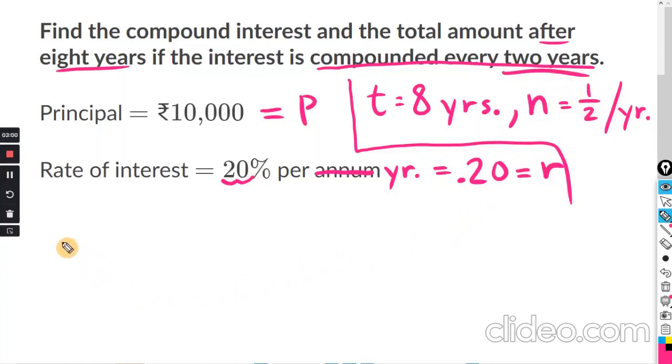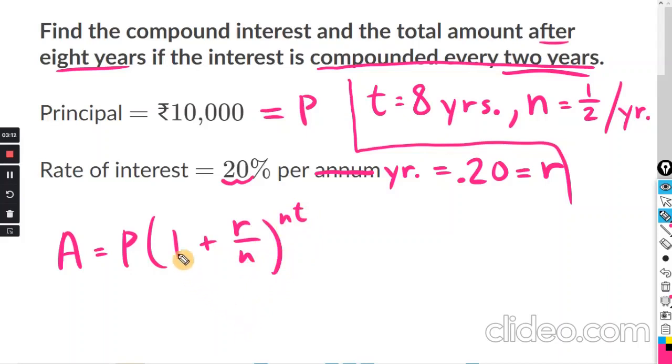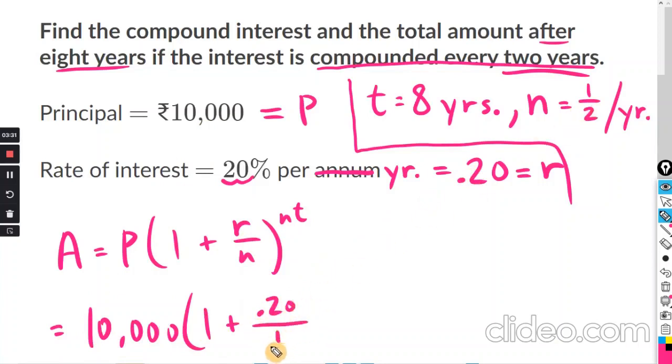So we're using our formula, A equals the principal times 1 plus R over N, to the power of N times T. The 1 represents 100%. P is going to be 10,000. That's 1 plus the interest rate, which we said was 0.20, divided by N, which is divided by 1/2, to the power of N times T, so 1/2 times 8.